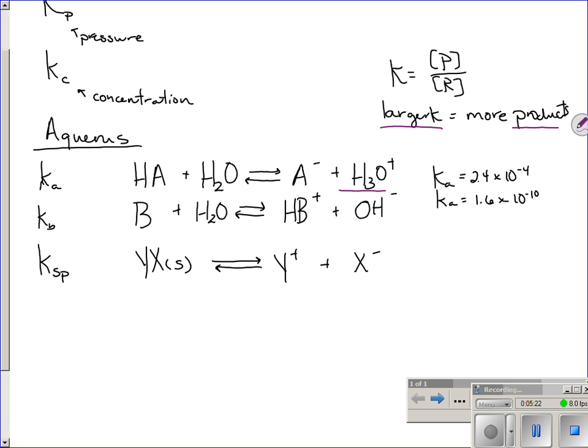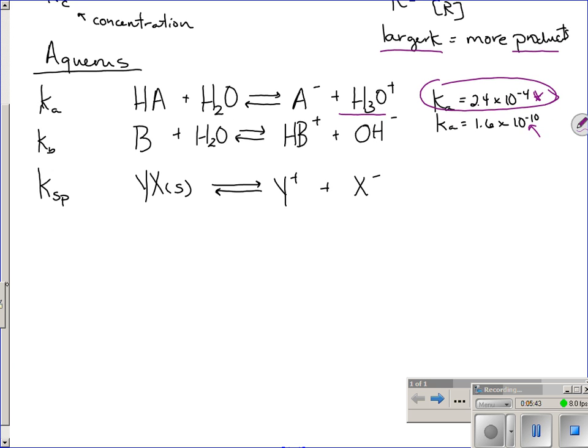We can see that 2 times 10 to the negative 4 is a much larger number than 1.6 times 10 to the negative 10. So if this is for acid 1, we would say, okay, this acid is a better acid than this acid is. It's important that you can make that distinction between Ka values. The same would apply for the base dissociation constant. The larger the value for Kb, the more hydroxide that compound is going to make, and the better the base it is.